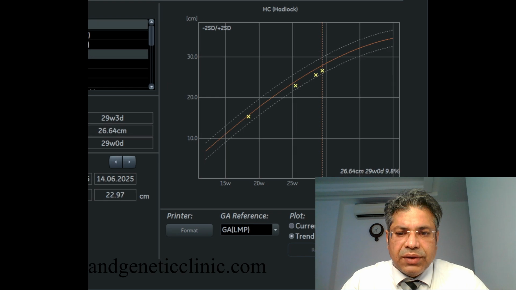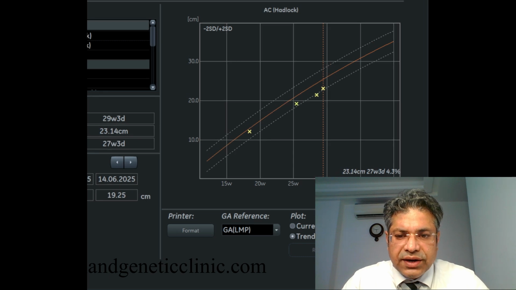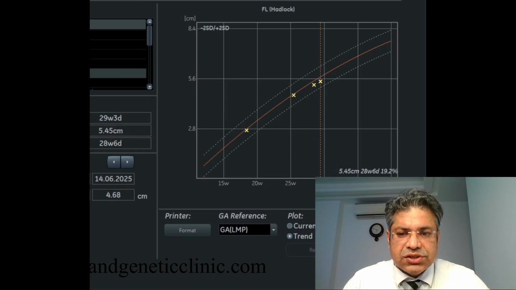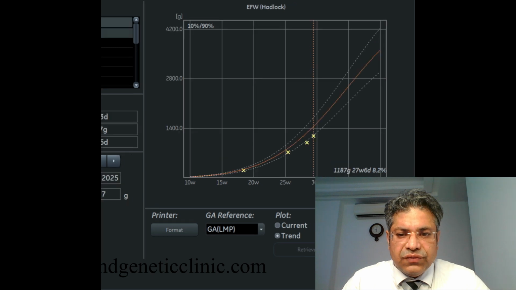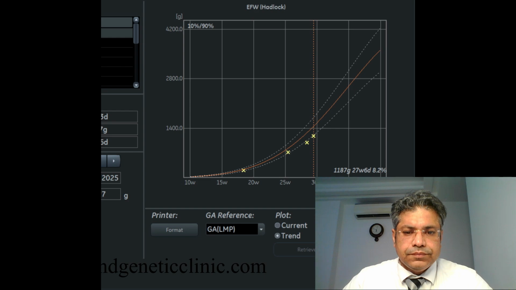So this is the biparietal diameter, head circumference, and abdominal circumference. If we look at it carefully, we'll identify that there is an uptick in the growth of the baby within a span of 10 days. So this is a catch up growth. This is the femur, long bones, and this would be the humerus, and this would get reflected into the effective fetal weight. That will also identify that there is an uptick, right?